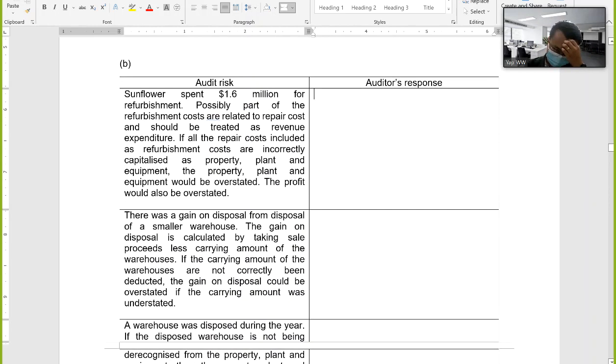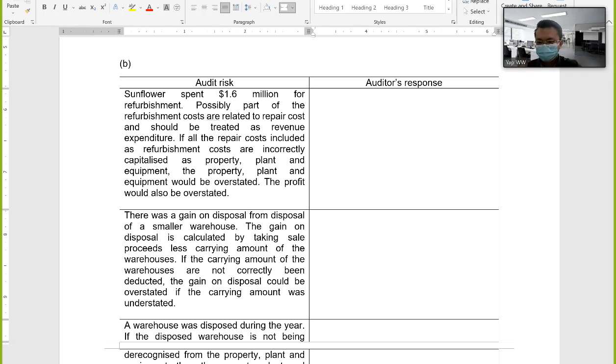Sunflower spent 1.6 million for refurbishment. Possibly the refurbishment costs are related to repair costs. Therefore, they are revenue in nature, revenue expenditure. What if they have wrongly capitalized them? Then the profits will be overstated, PPE will be overstated. So the risk is about assets' overstatement. Okay, they got some PPE which are not active.